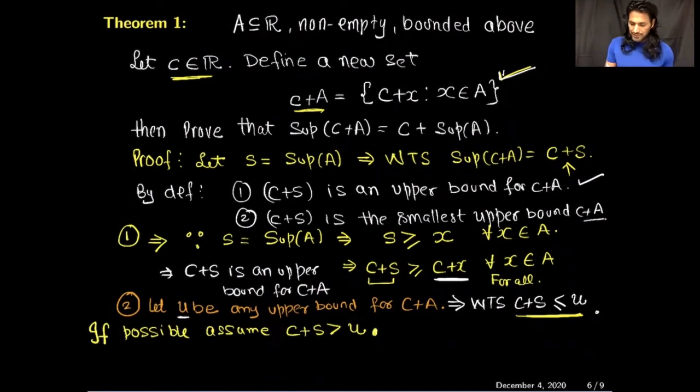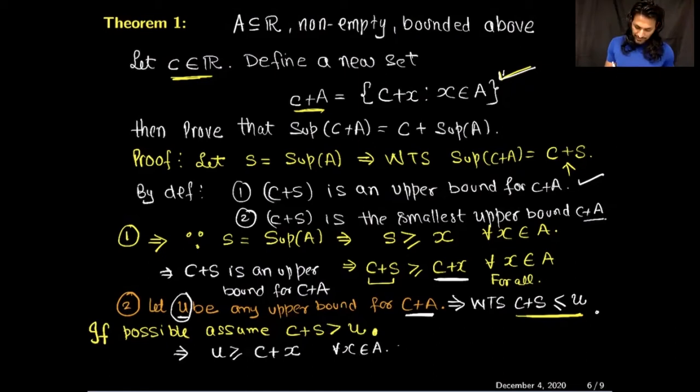So we want to show that C plus S is always less than or equal to U, and we will prove this by contradiction. If possible, assume C plus S is strictly greater than U. Since U is an upper bound of this set, this is a given, U will always be greater than or equal to every member of the set, for all X belonging to A. This is the definition of the upper bound.